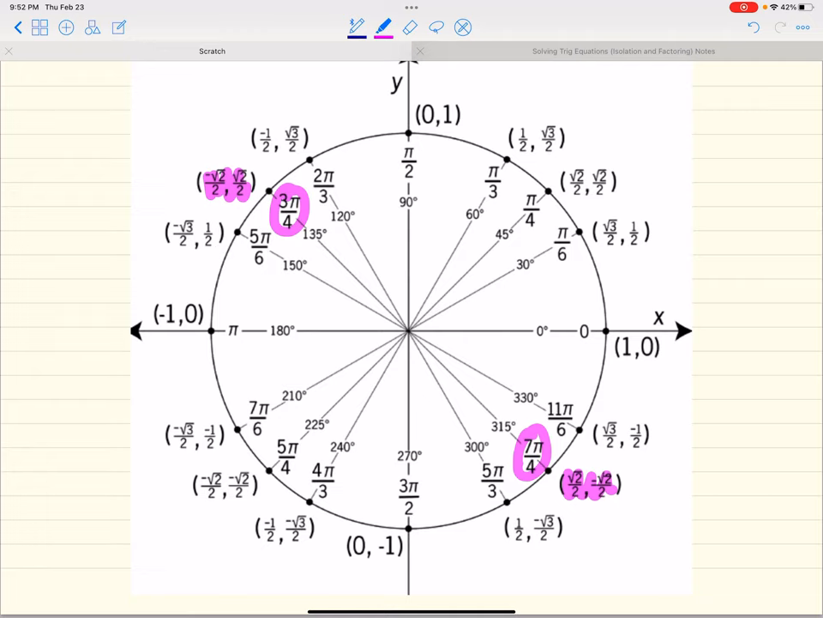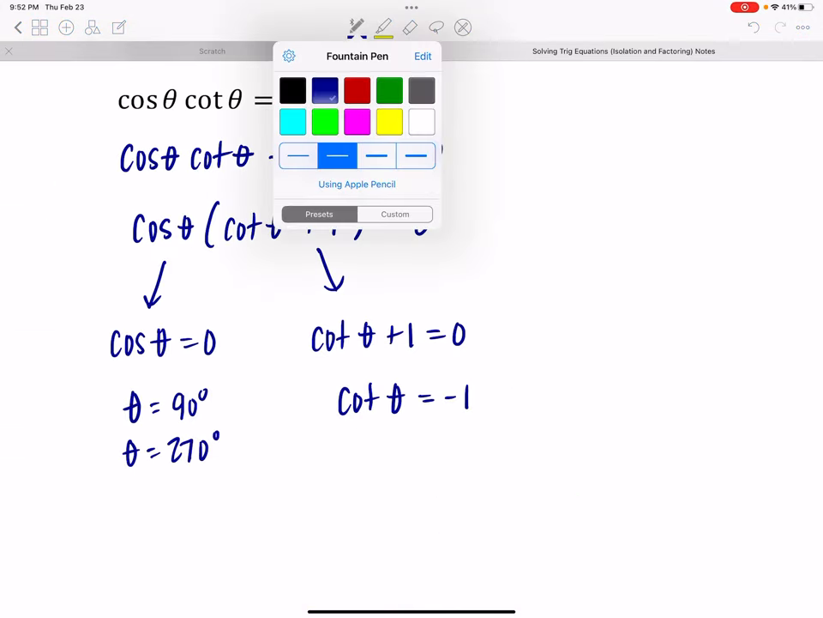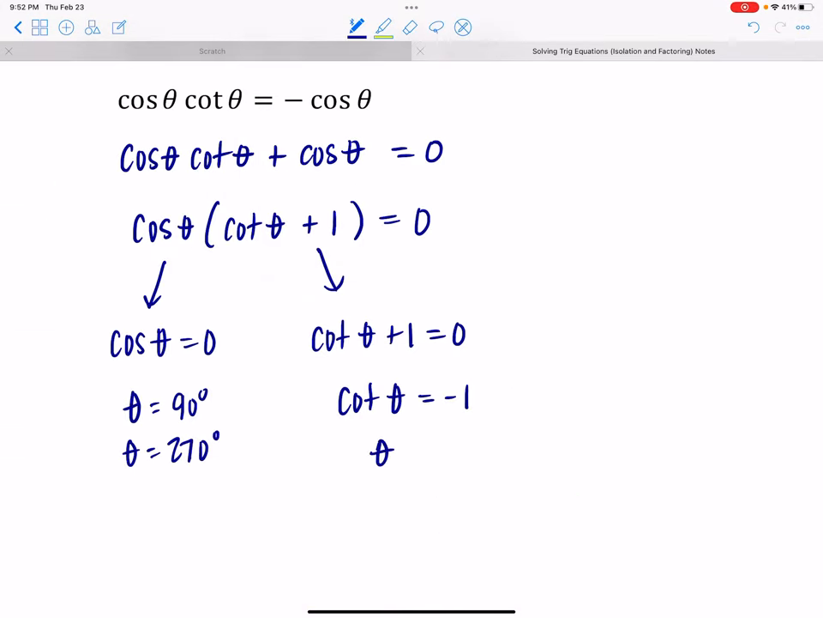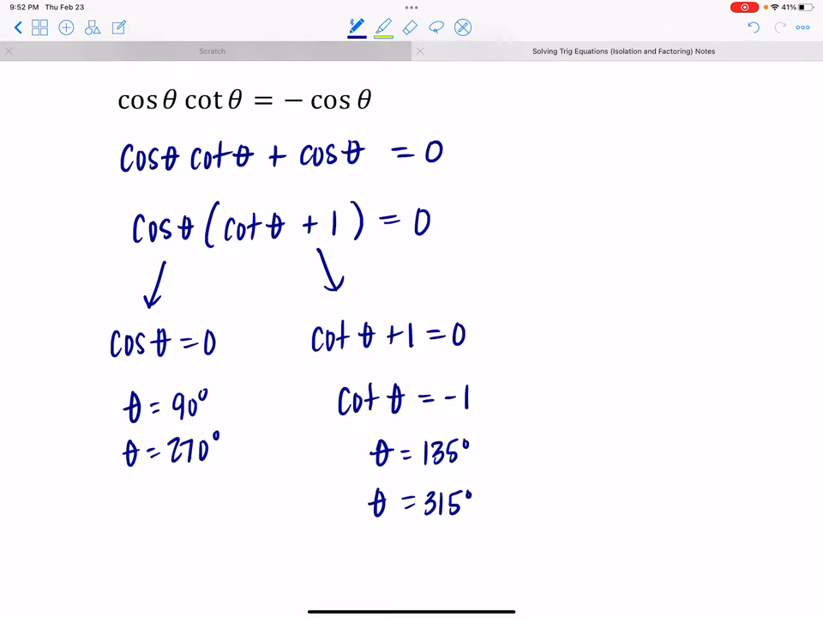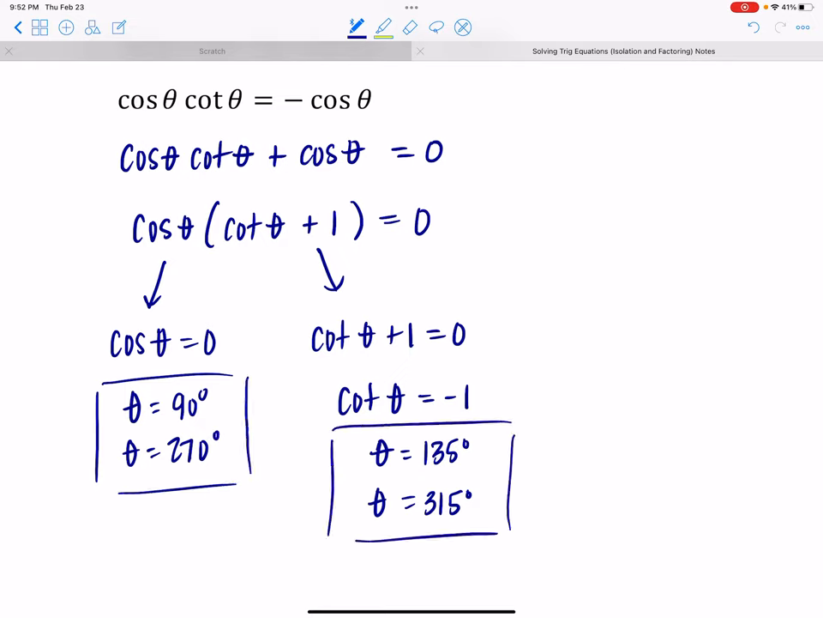Oh, we were in degrees. 135 degrees and 315 degrees are going to be two more solutions. So with this one, theta was going to equal 135 and 315, I think. Yes. So we have 4 solutions over the interval from 0 to 360, or from 0 to 2 pi. If we wanted to make that radians, then we could absolutely do that too.